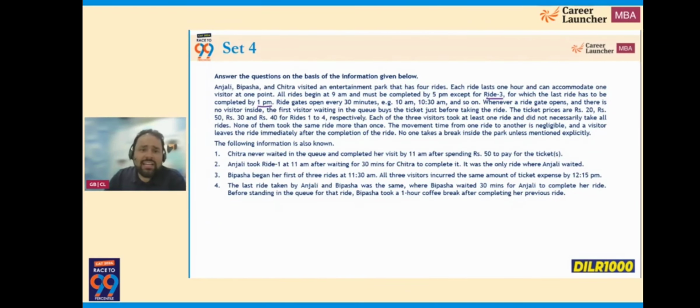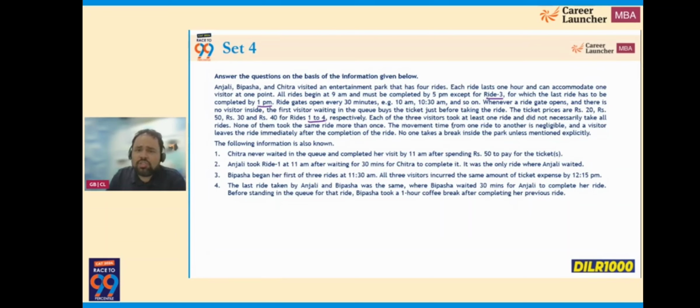Ride gates open every 30 minutes, for example 10, 10:30 and 11. Whenever a ride gate opens and there is no visitor inside, the first visitor waiting in front buys the ticket just before taking the ride. So just before taking the ride, you buy the ticket. The ticket prices are 20, 50, 30 and 40 for rides 1 to 4 respectively.